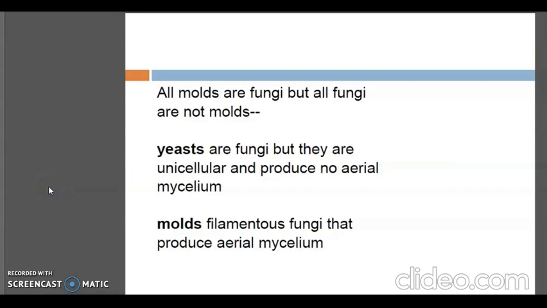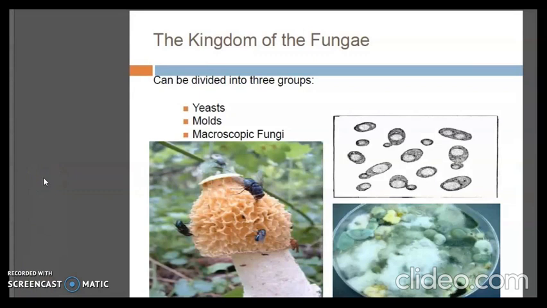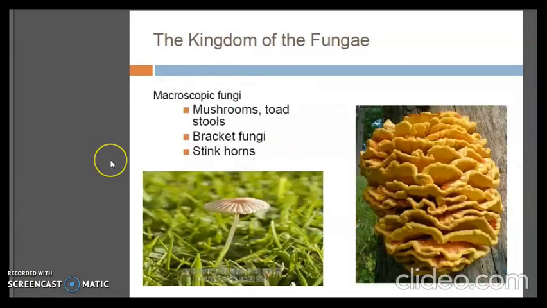All molds are fungi, but all fungi are not molds. Yeast are fungi, but they are unicellular and produce no aerial mycelium. Molds are filamentous fungi that produce aerial mycelium. The kingdom of the fungi can be divided broadly into three groups, that is yeast, molds and the macroscopic fungi. The macroscopic fungi include mushrooms, bracket fungi, and stinkhorns.